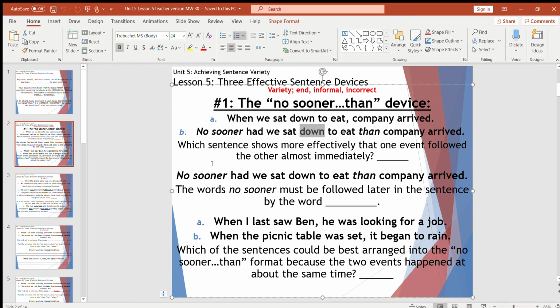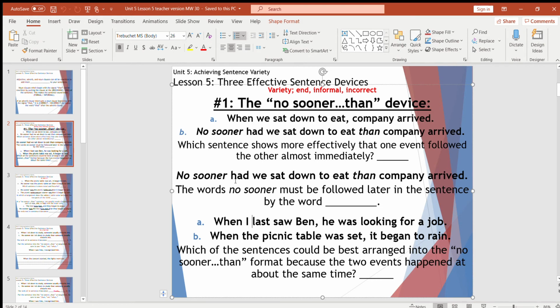So the words no sooner have to be followed later in the sentence by what word? By the than. Remember, like I said about the dots, there's words that come in between them. So you will never see no sooner than right next to each other. There's always going to be words in between. When I last saw Ben, he was looking for a job. When the picnic table was set, it began to rain.